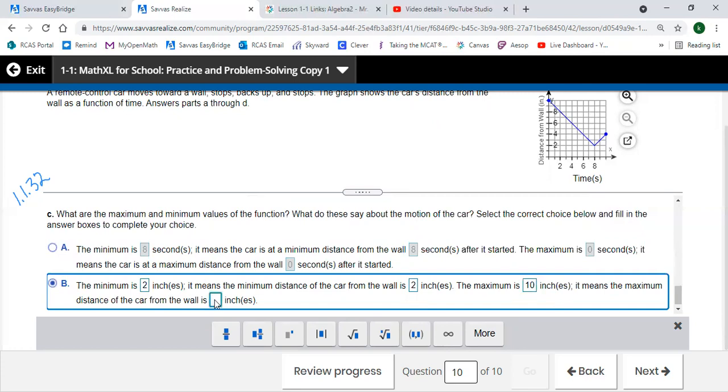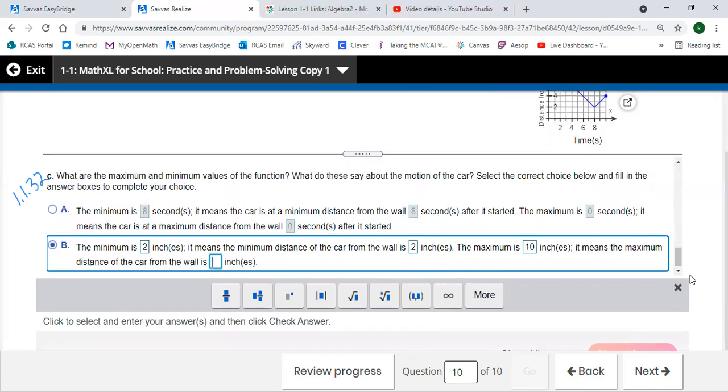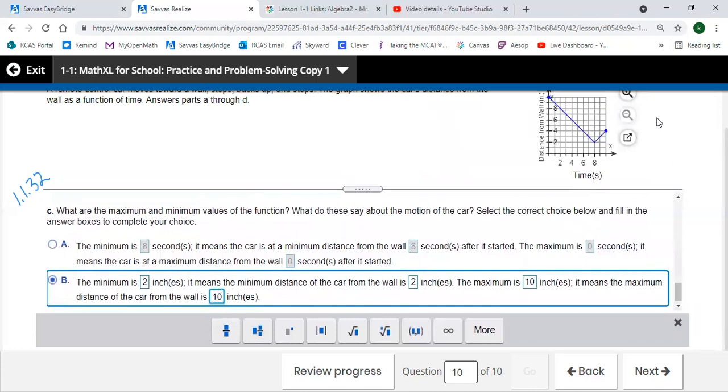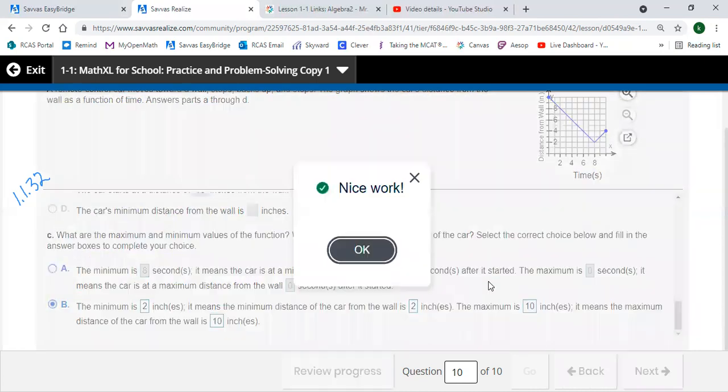What are the maximum and minimum values of the functions? What do these say about the motion of the car? Select the correct choice and fill in the answer boxes below. So I feel like in some ways you could answer both of these in terms of that minimum value right down there. But what does that minimum value represent? It's the minimum distance. So the one that's talking about the distances, I believe, is the correct answer for this situation.